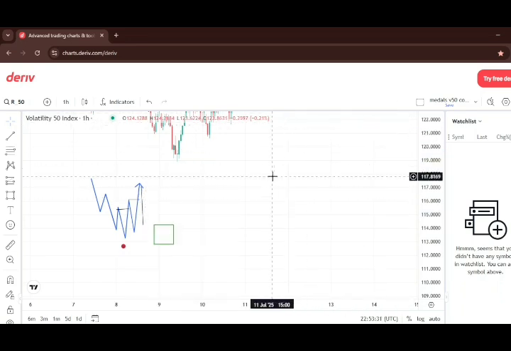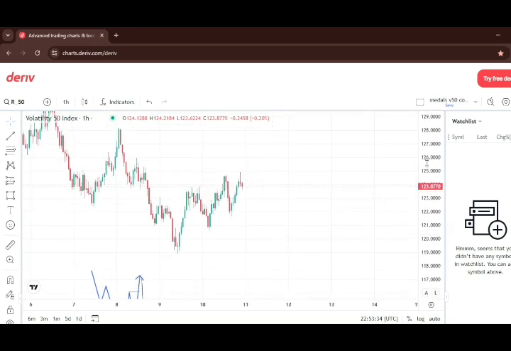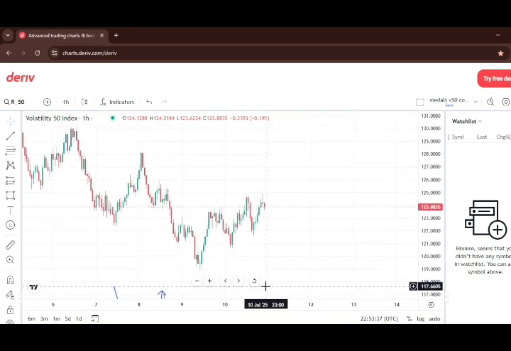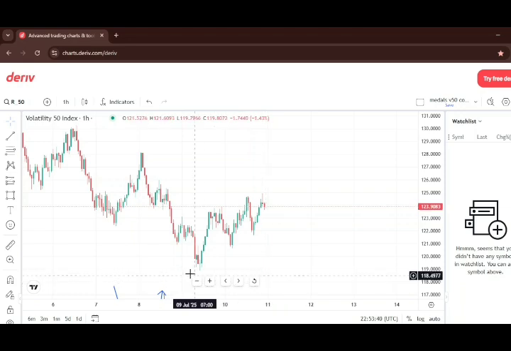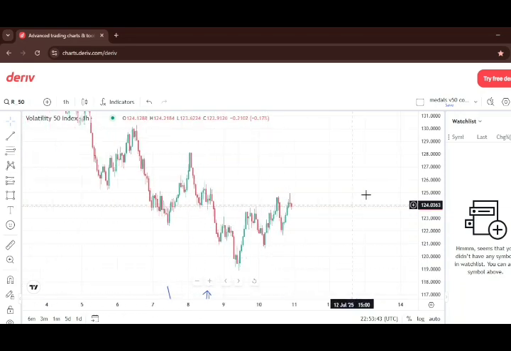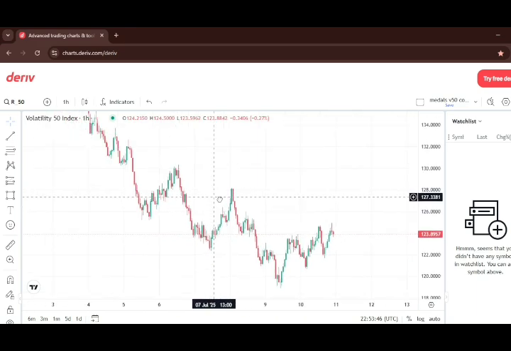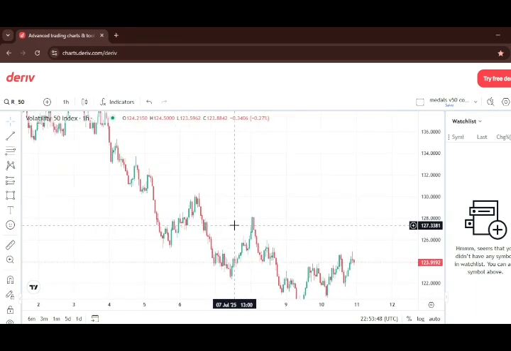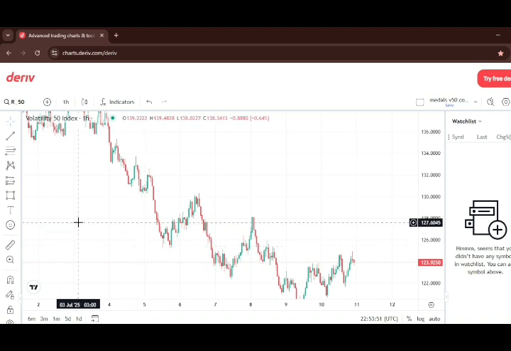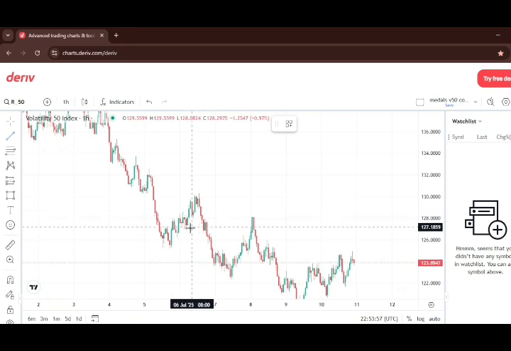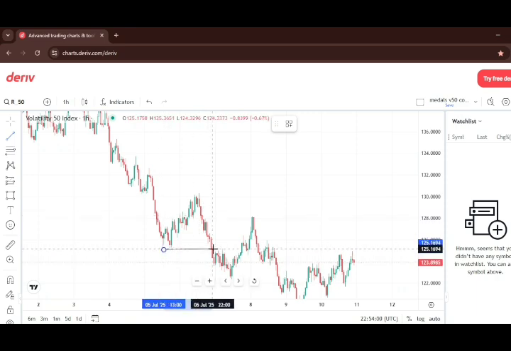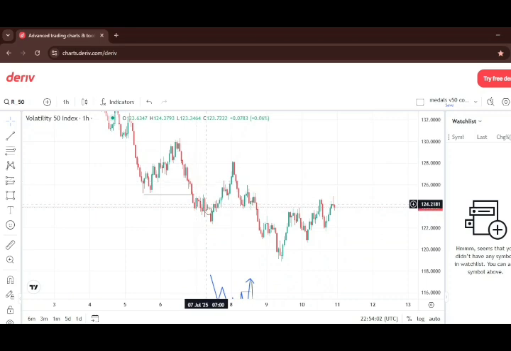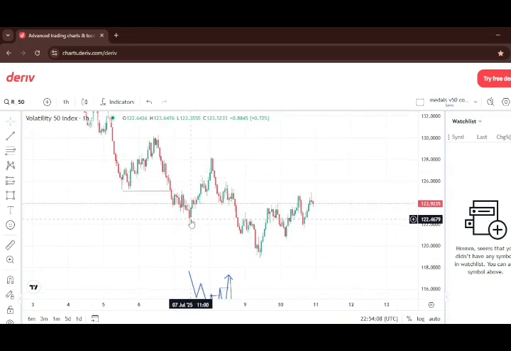Let me show you what I missed. Alright, this is it. This is volatility 50 index. Now look at what is going on here. The market is on a downtrend, a healthy downtrend. So the market broke this structure here, broke it down, moved up again, retraced up, and then broke another structure here again.